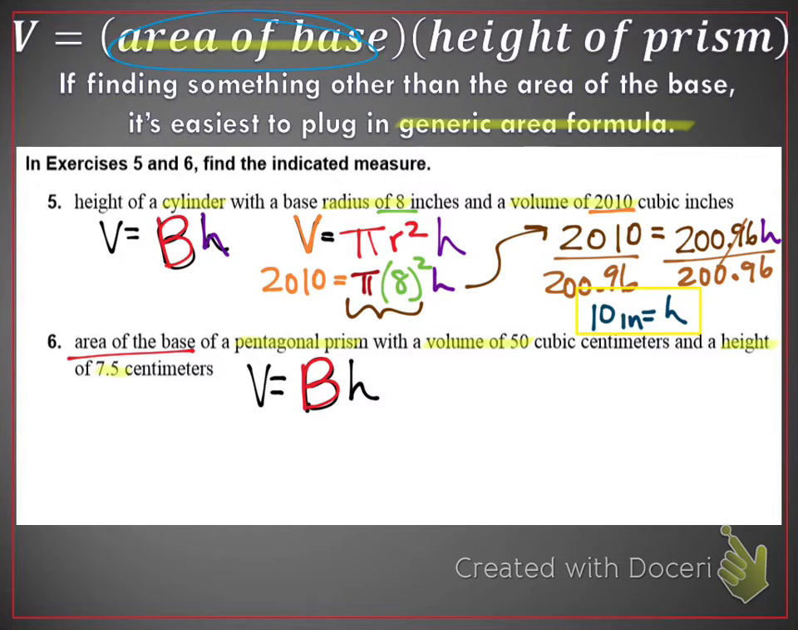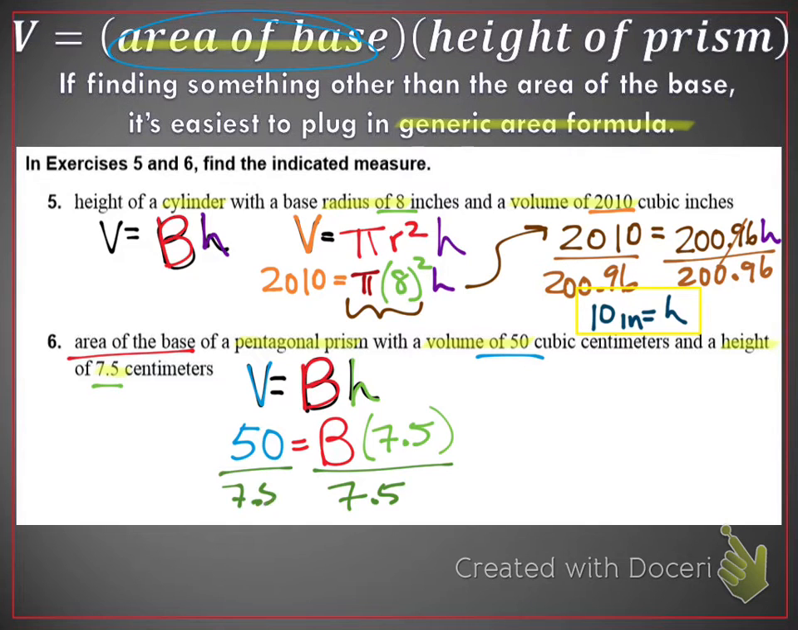So what is the volume? It is 50. Equals the area of the base, which we don't know, but we're hoping to find, times the height of the whole prism, which is 7.5. So what do I do to find the area of the base? Divide by 7.5. So the area of the base is 6.67, yeah. And then it is centimeters cubed.